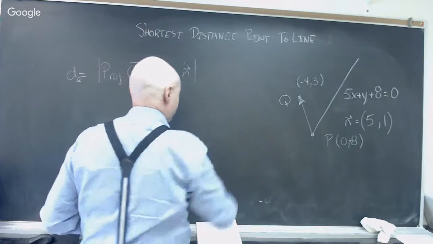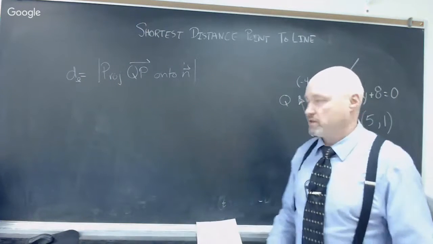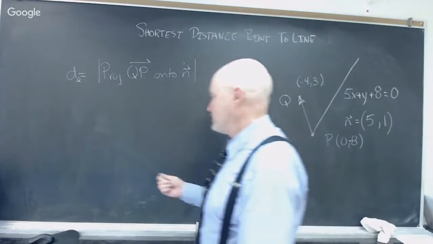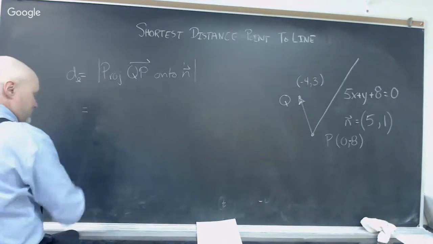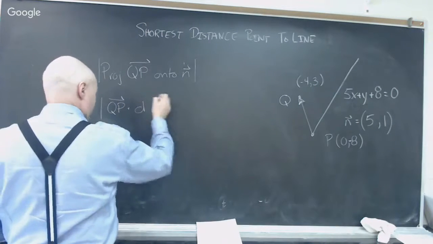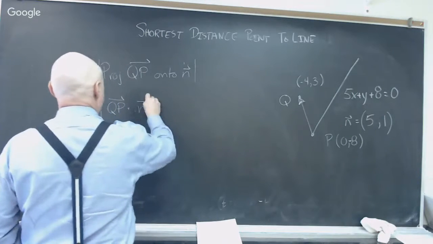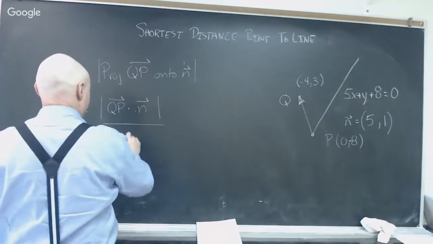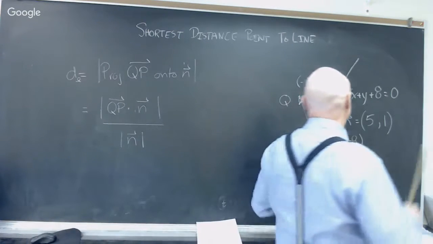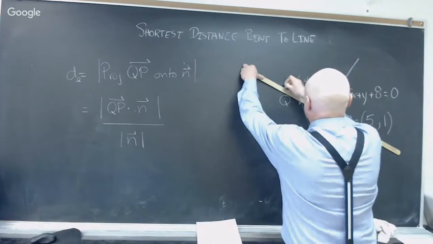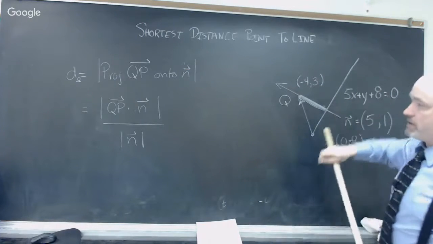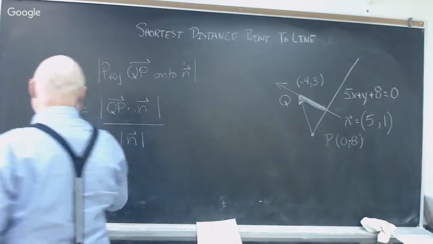onto the normal vector. Okay, and we've been using the dot product to find really handy ways to project one line onto another. So QP dot the normal vector divided by the length of the normal vector is the magnitude of the projection of QP onto the normal vector. So this is what we're after here.